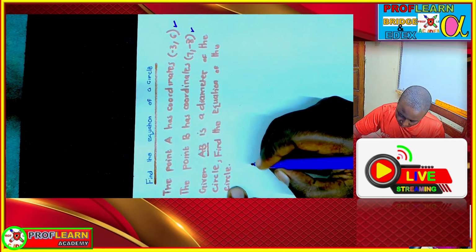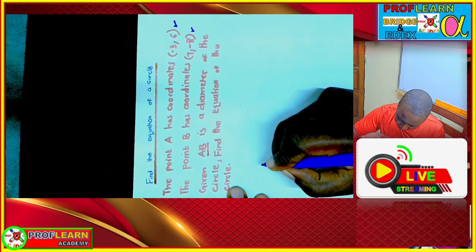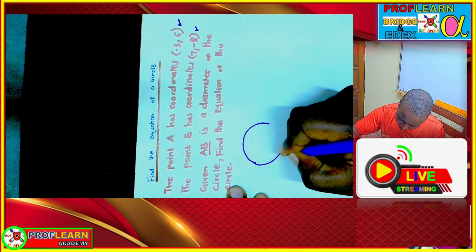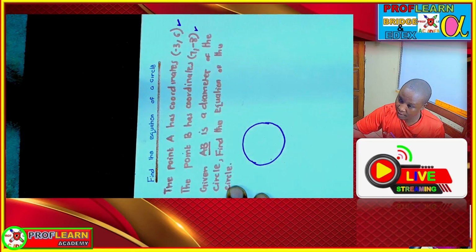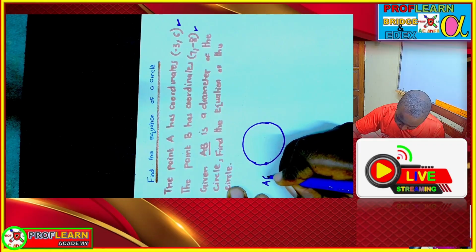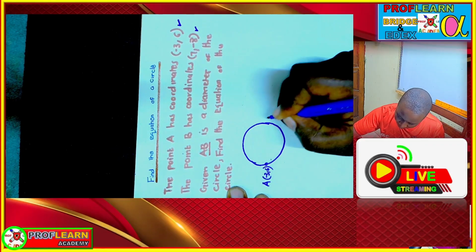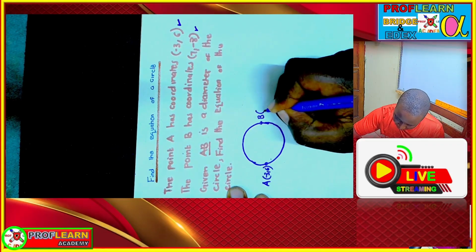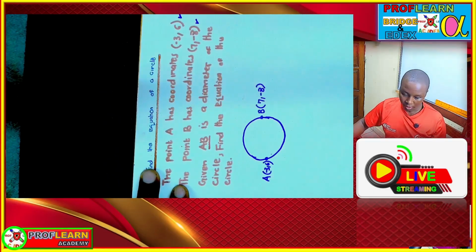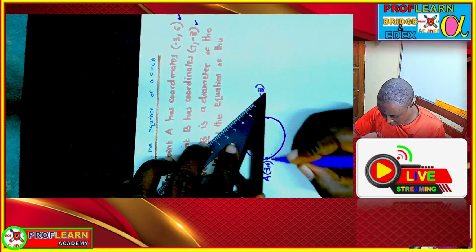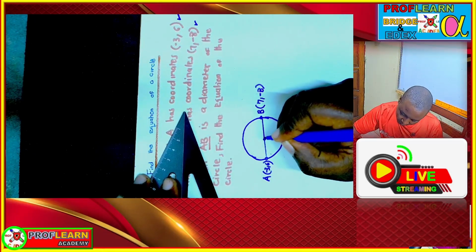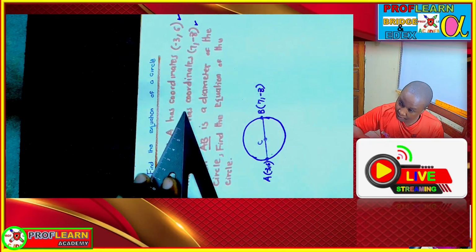So the first thing that we need to remember here is that if we are to draw that circle like this, let me just draw a circle so that we can have a representation of that. This could be point A, and this point will be negative 3, 6, and we have another point B, which is 7, negative 8 at that point. So we shall have our diameter well represented here. Then the midpoint is going to be the center of that particular circle.